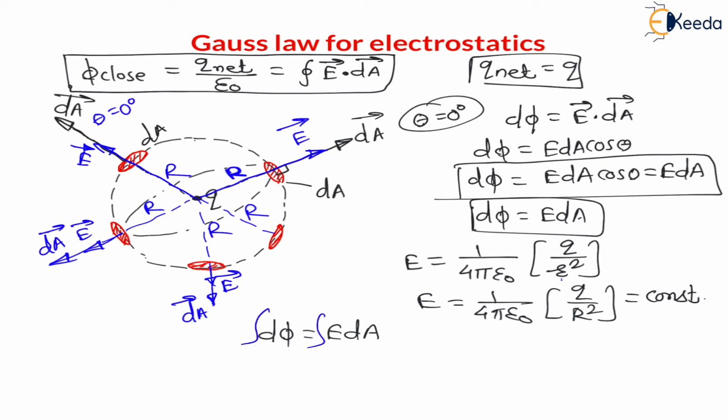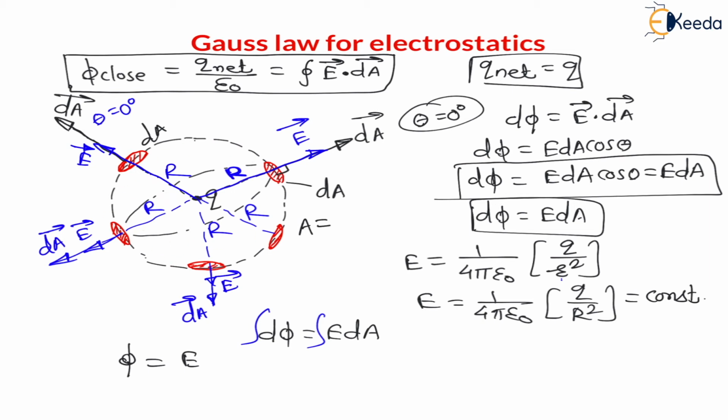So my dear students, if I integrate, then the total flux phi will be equal to E, which is constant, into the integration of dA. If I add all such small areas, infinite elements, which means integration, then I will get the total area of the sphere. All the elements we are considering are on the surface of the sphere, therefore we will get the surface area of the sphere.